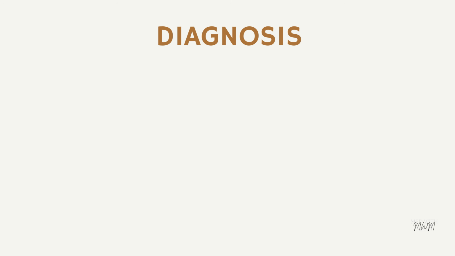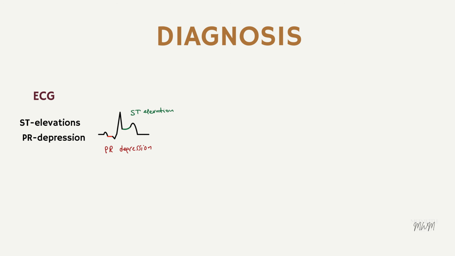For the diagnosis, we start with ECG, and typical findings are diffuse ST segment elevation and also PR depression. If there is a large pericardial effusion, the ECG may show low QRS voltage or electrical alternans. Pericarditis can also trigger arrhythmias such as atrial fibrillation.